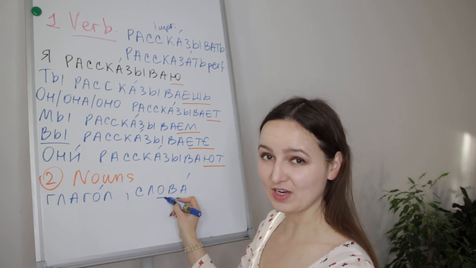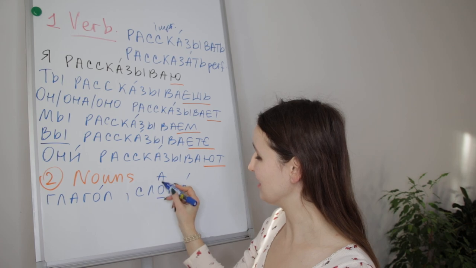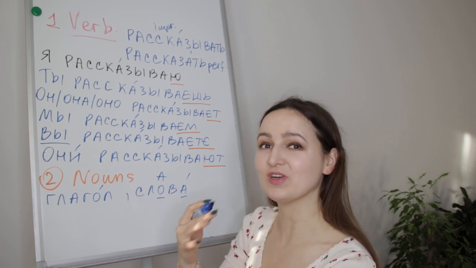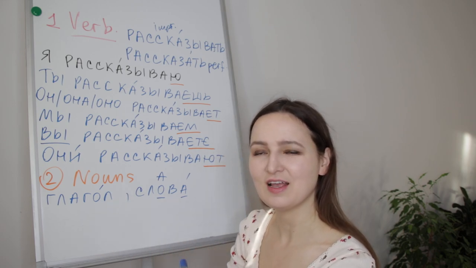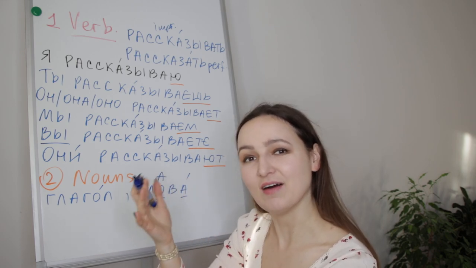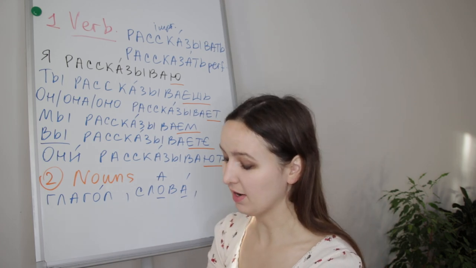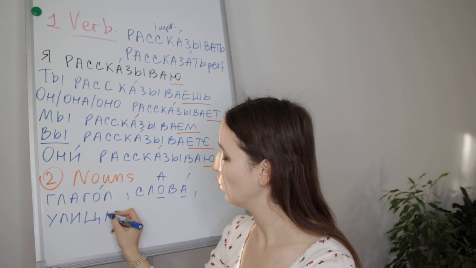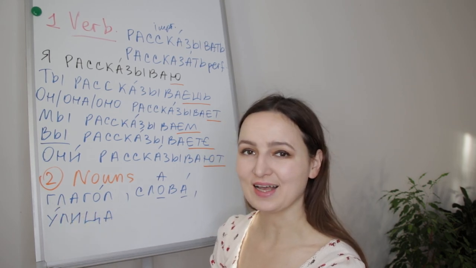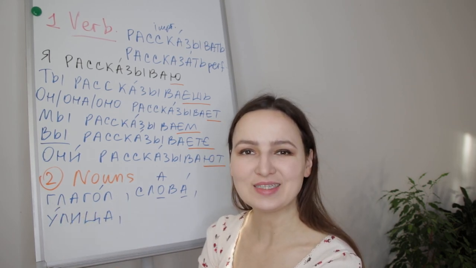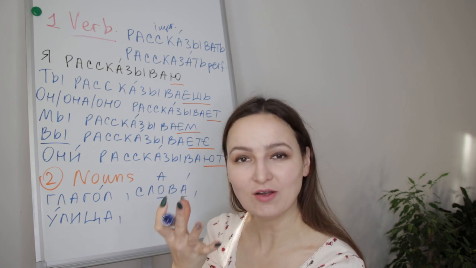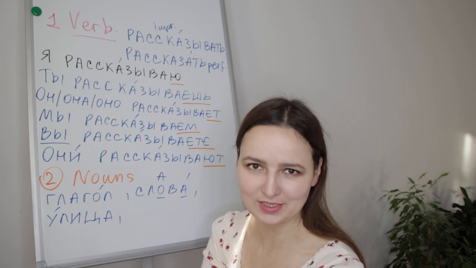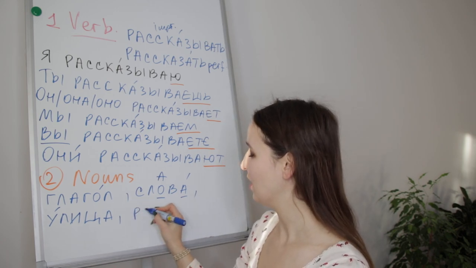Again, О is not stressed here, so we are going to pronounce it as А. Слова. And don't forget about stress. You have to really stress the stress letters. Слова. Words. Слова are words. Улица. Don't forget to practice with me out loud and try to copy my pronunciation. Улица means a street.